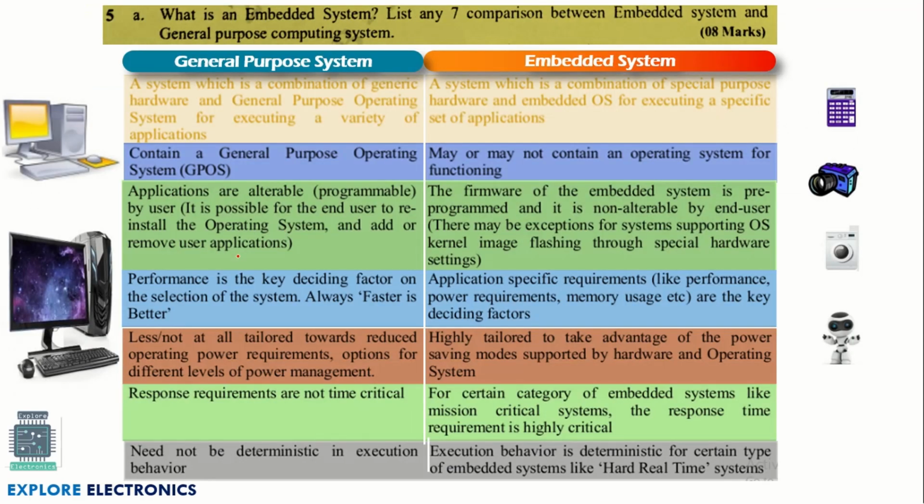Next question is on embedded system. What is an embedded system? List 7 comparison differences between embedded system and general purpose computing system. Here, what is embedded system is? Embedded system is an electromechanical device. It will be consisting of hardware as well as firmware. So this firmware will also be called as software. This is the definition you are supposed to write. This definition carries 1 mark.